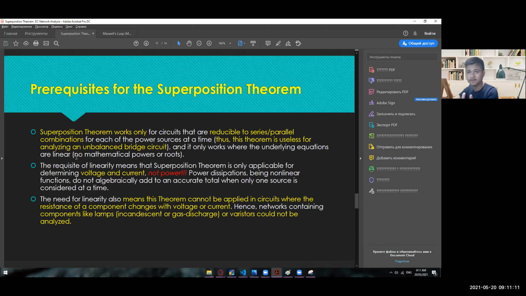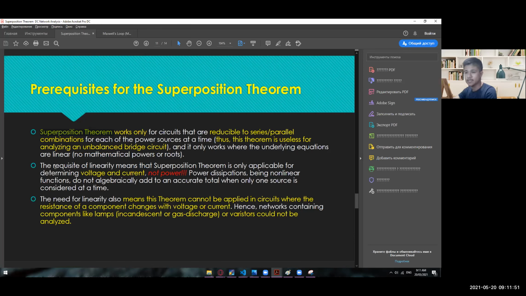So if a circuit cannot be simplified using Ohm's law, series parallel connection, then you have to use the mesh current method or Kirchhoff's law, either of those two. But if it can be simplified using a series parallel connection, and it has a lot of voltage sources or current sources, then you can use superposition theorem. Okay, so that is the limitation when it comes to superposition theorem. Unlike in mesh current method, you can solve anything.